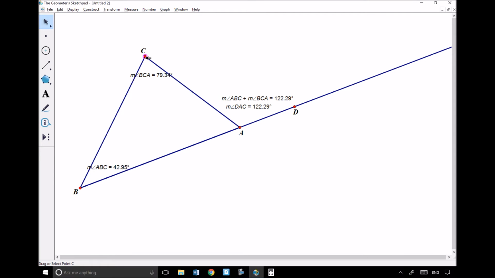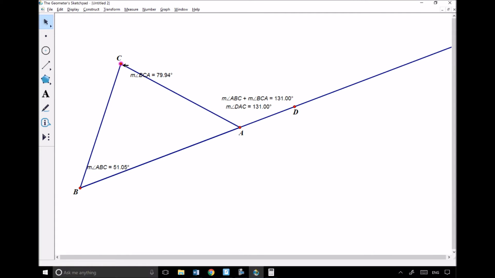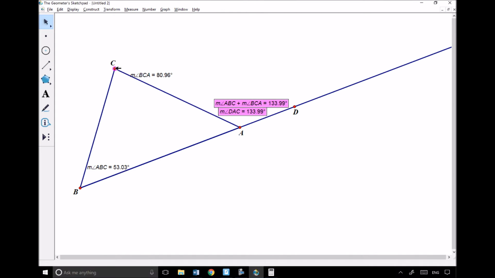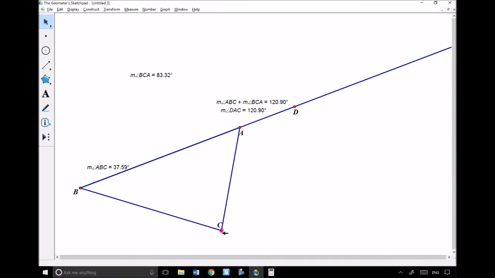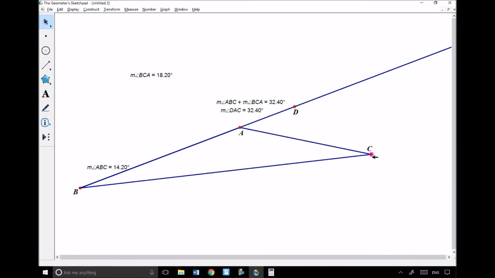If I move this, even though the angle is changing, the actual sum of the angles right here is always going to be consistent with this value, no matter what happens when I change where my angles are going to be. These 2 interior angles will always add up to the exterior angle right here.